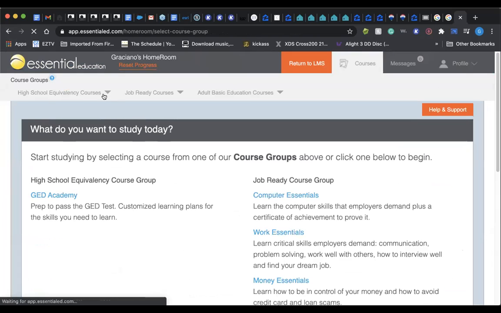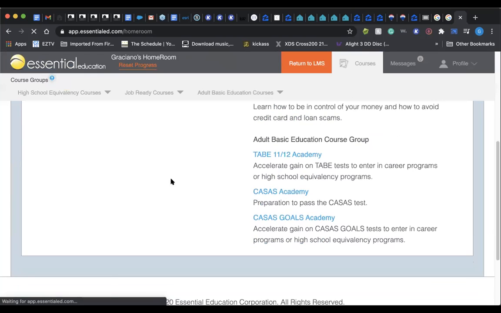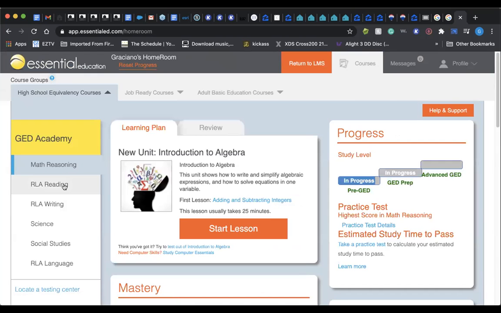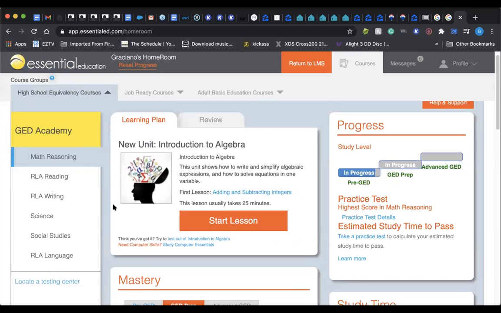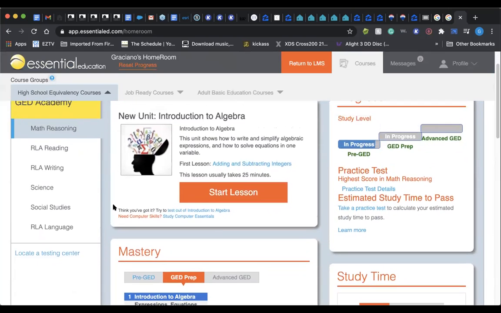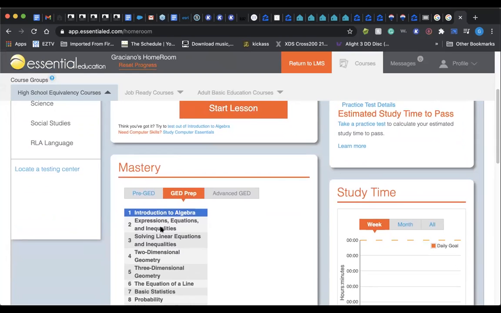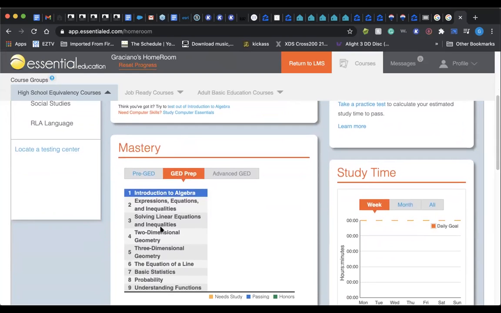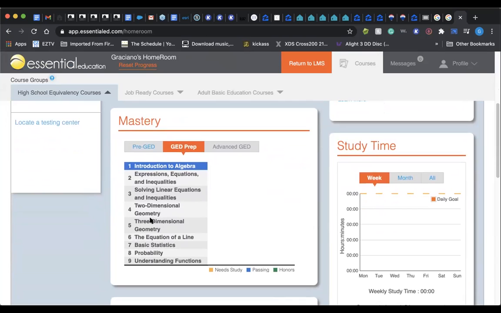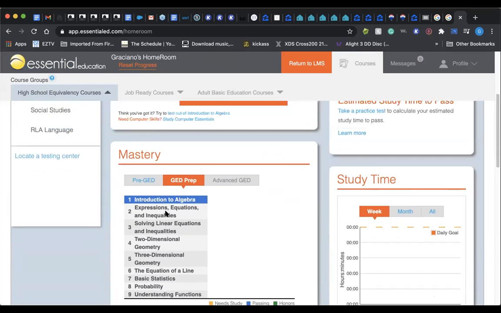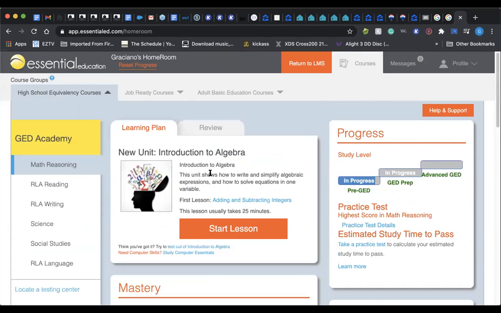You just join the course that you're studying, which is your math or RLA, whatever. You can find the different lessons on things, like if you need to go over expressions and equality, those kinds of things, they're there. Want to go over geometry, it's there, and they give you these lessons and also help to quiz you. But I think the best part of Essential Ed for me is the fact that you can take a practice test at any time.